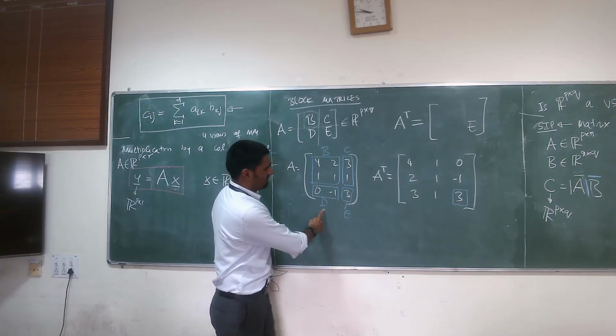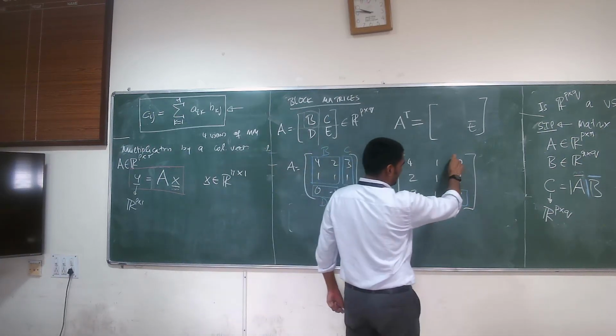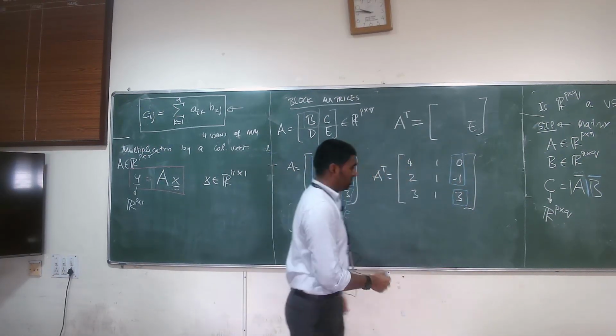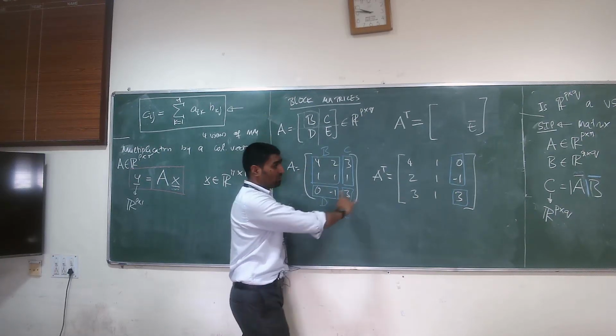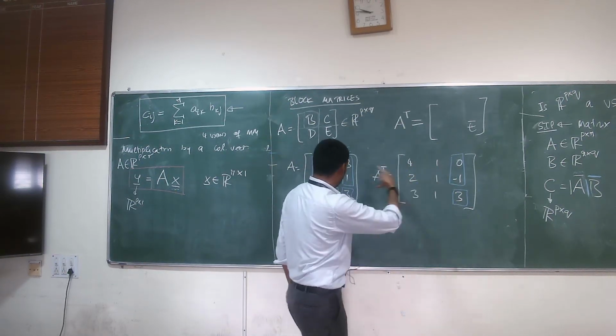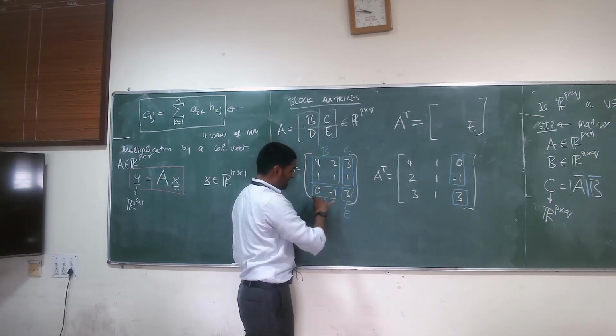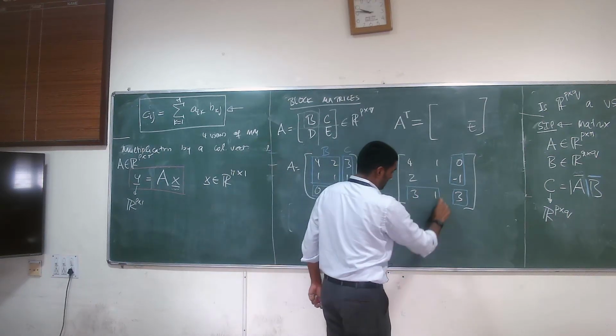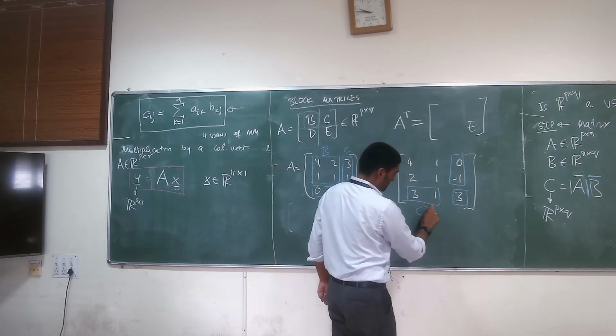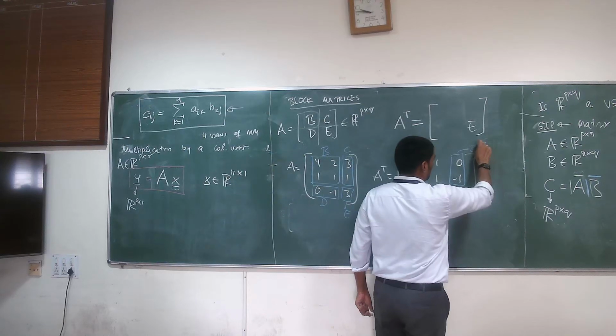D is now here, right? 0 minus 1. But D was a row before. Now it's become a column. And what was a column here? C has become a row. So it looks like this is transpose. What about A?